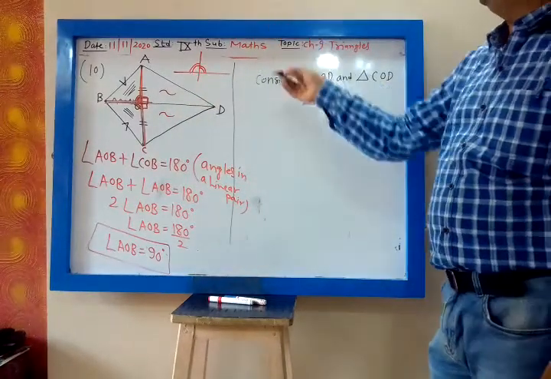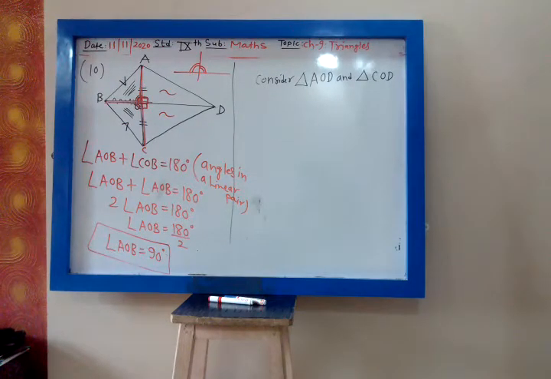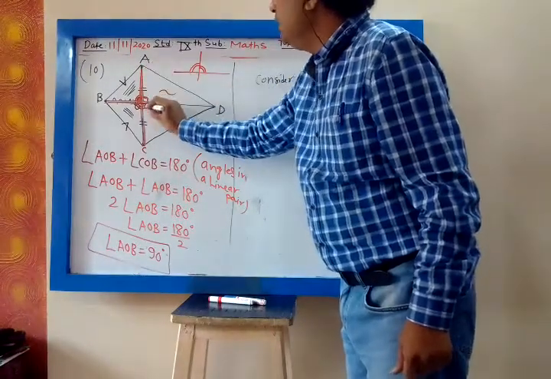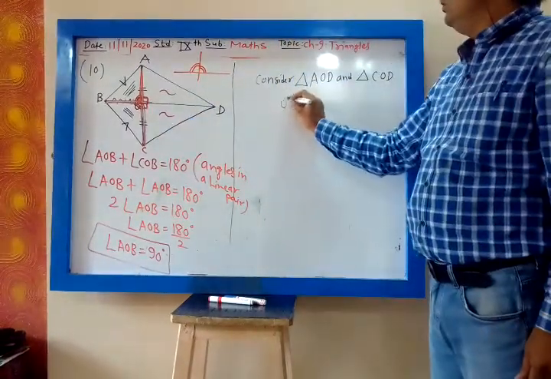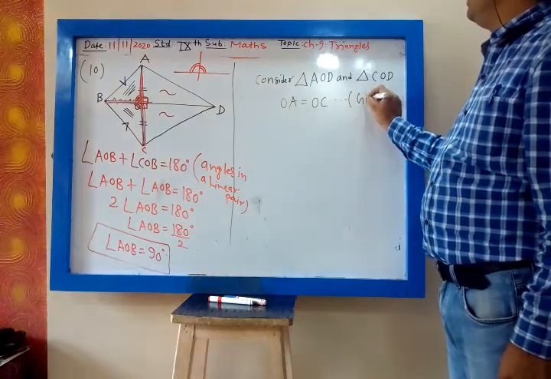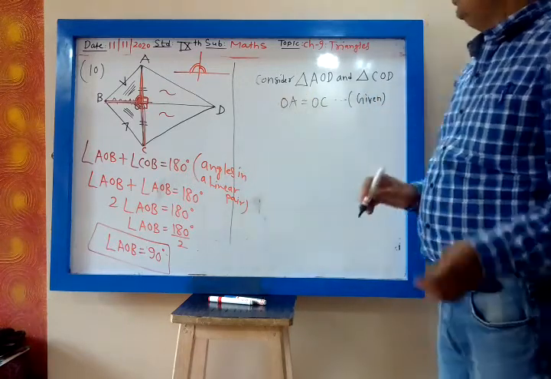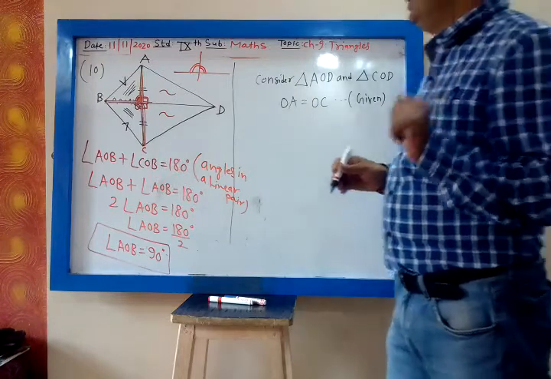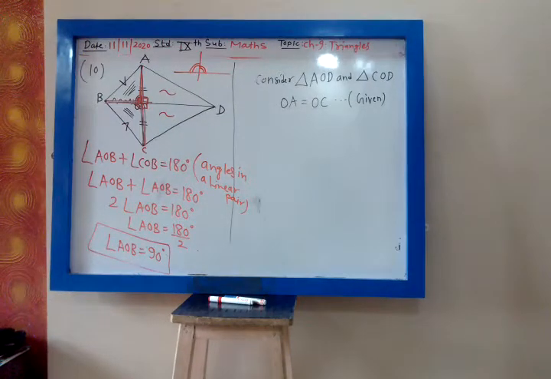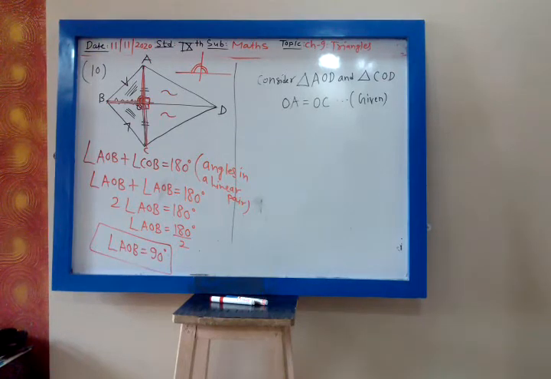So you see which sides are given. Which sides are given? OA is equal to OC, given. OA is equal to OC.